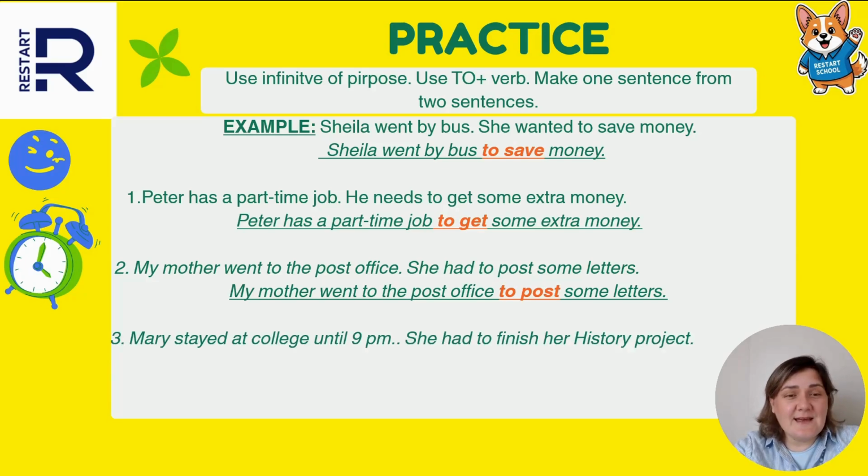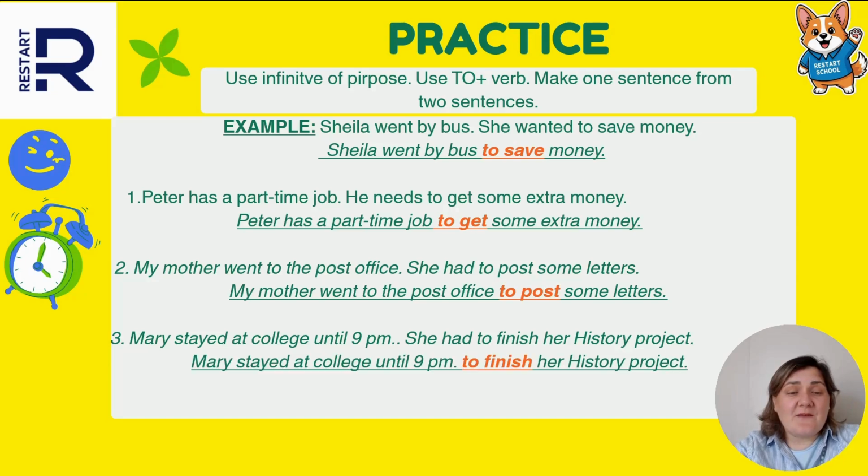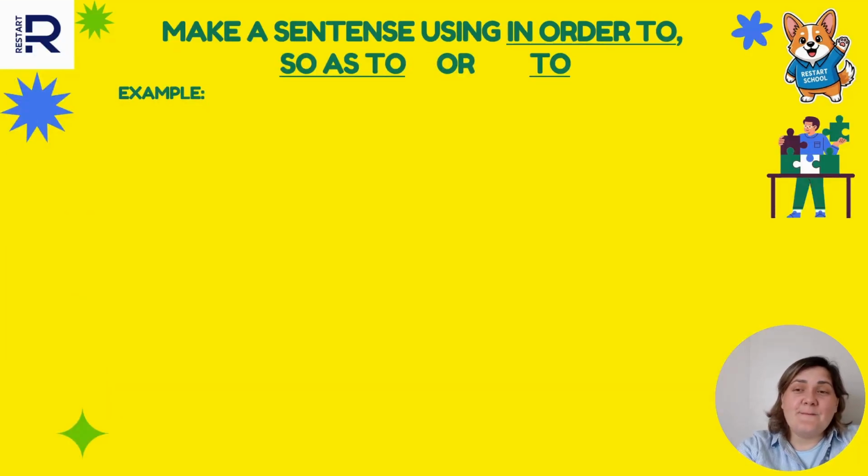And the last sentence here, Mary stayed at college until 9 p.m. She had to finish her history project. Again, we have two sentences, but now we need to have one. And we have Mary stayed at college until 9 p.m. to finish her history project. Very well done. I hope that you nailed the sentences, and now let's go to the next exercise.